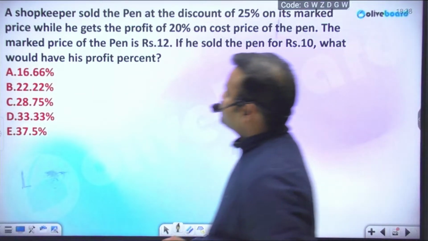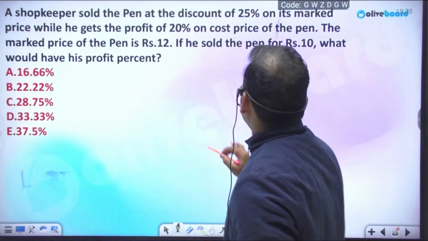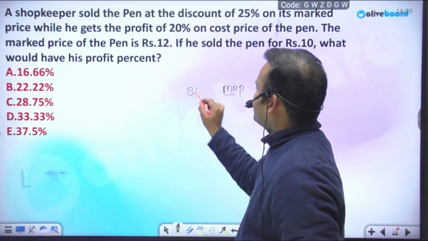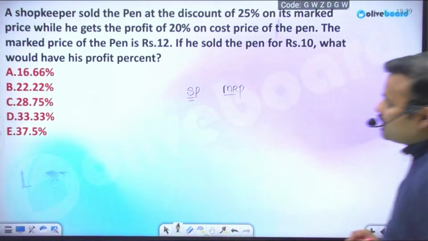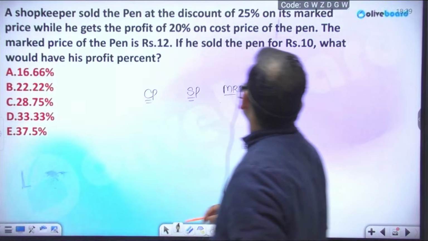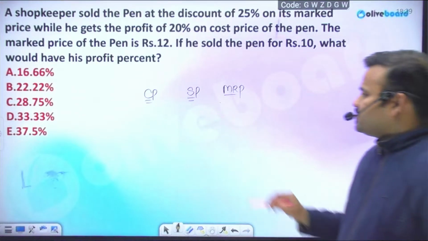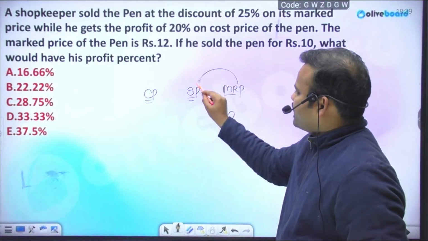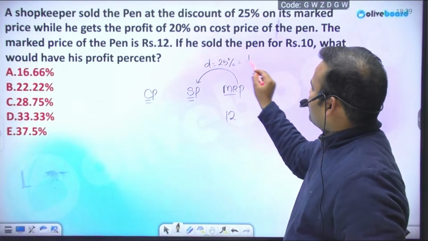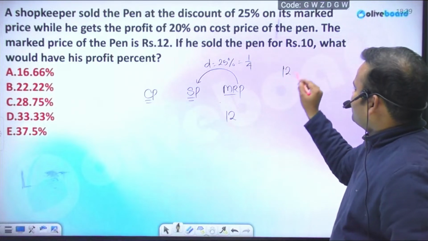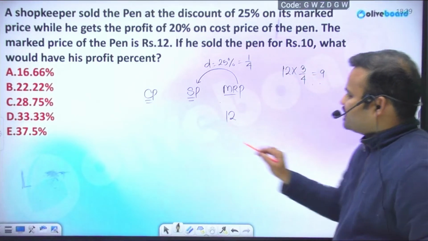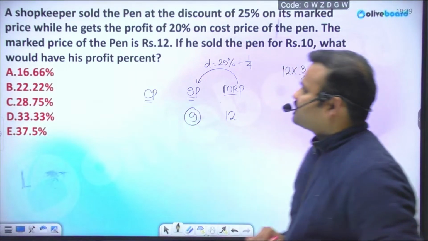A shopkeeper sold the pen at a discount of 25% on its mark price. So on the mark price, a discount of 25% is being offered. Fine. And he gets a profit of 20% of the cost price. That means we can also connect the cost price. The mark price of the pen is rupees 12. Now we can connect the discount percent, which is 25%. The article is sold at 1/4 less, that means the article of 12 will be sold at 3/4 of its value. That is 9 rupees. So the selling price of the article is 9 rupees.